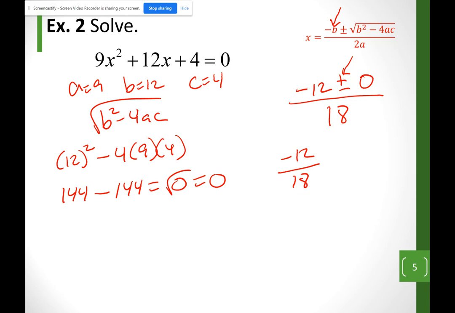Now, negative 12 over 18, I can simplify this. The number is 12 over 18. I'm going to simplify that as 2 over 3. The negative sign, I'm going to bring it to the front. So negative 2 over 3.